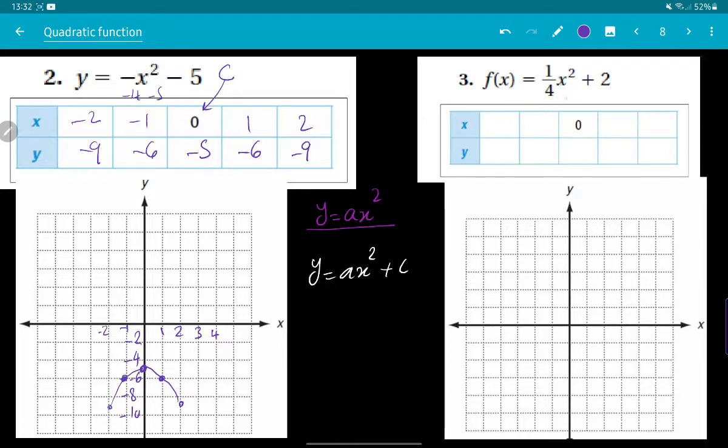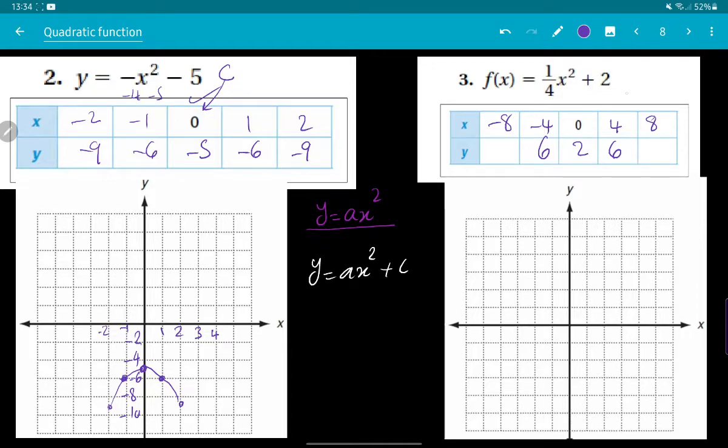Here in this table, we have a fraction of a, so I recommend you to go with multiples of this fraction's denominator: 4, 8, -4, -8. Then 0, when you substitute, you will have 2, as we did here. Now 4, when you substitute, 4 squared is 16. Outside the bracket there is a quarter. When we multiply a quarter by 16, it will give you 4. Then plus 2, it's 6.